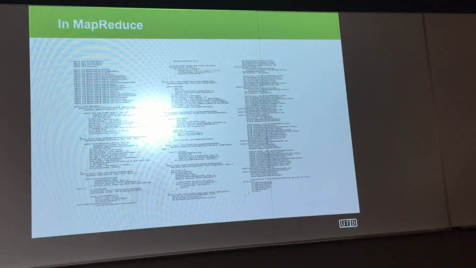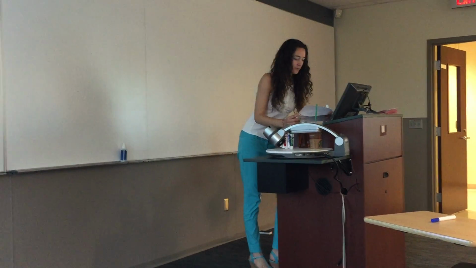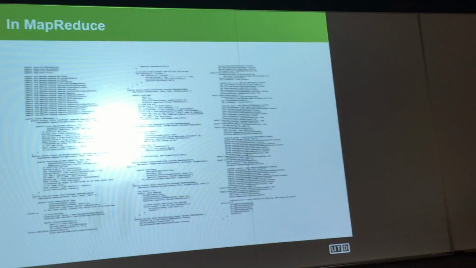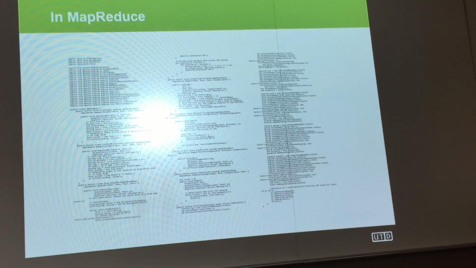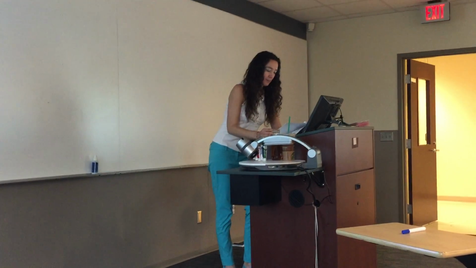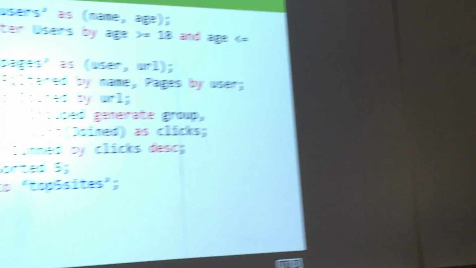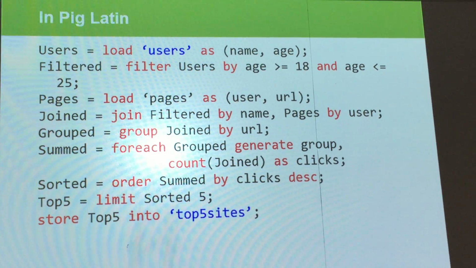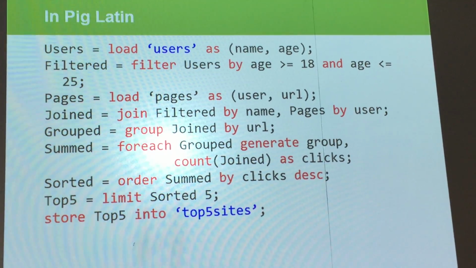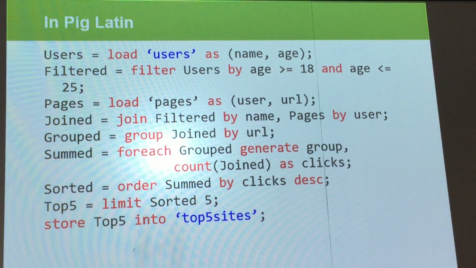So if we are to do this in MapReduce, this is the amount of code that we have to write. But with this Pig language, Pig Latin, because it's a high-level language and it has these general data flow operators that we mentioned, the code will be much shorter. So this is the code that we write in Pig to accomplish the same results. It's a high-level general data flow language.